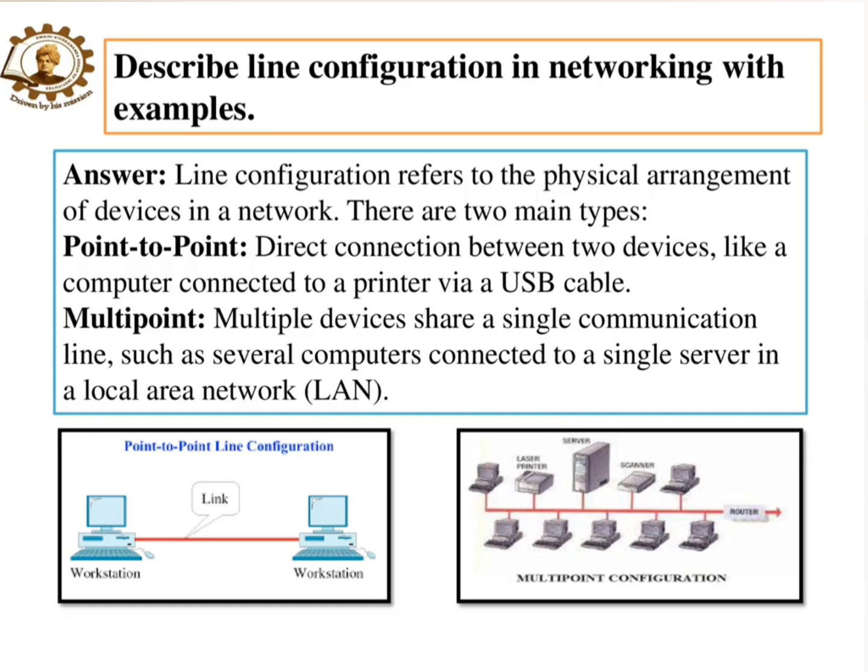Number two is multi-point line configuration. That is a network configuration where multiple devices share a single communication line or channel. Let's take an example of it. In a shared Ethernet network using a hub, multiple computers are connected to the same hub, allowing them to communicate with each other over the same physical cable.